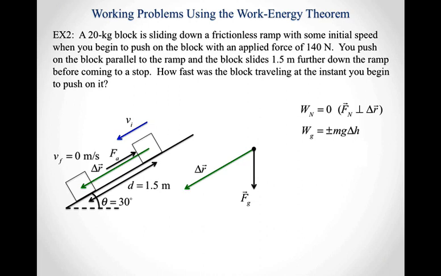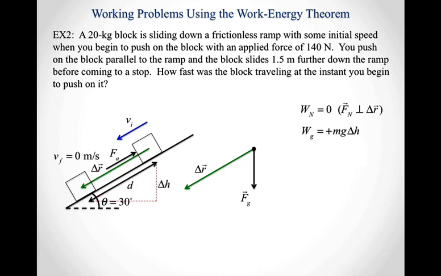What my vector diagram here is helping me recognize is, of course, the object comes down. If it comes down along the inclined plane, that means vertically my object is traveling downward. So I need the plus sign because gravity is going to do positive work for an object that moves down. Now I need to deal with this delta H.